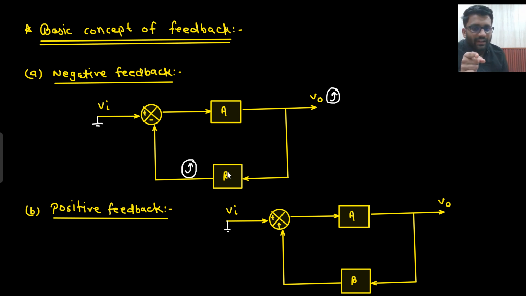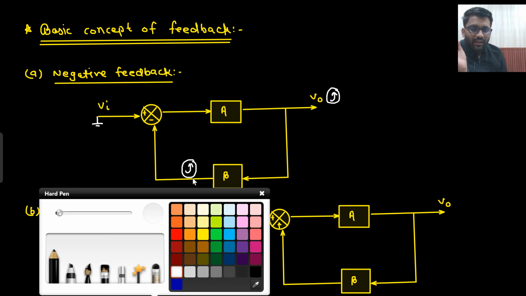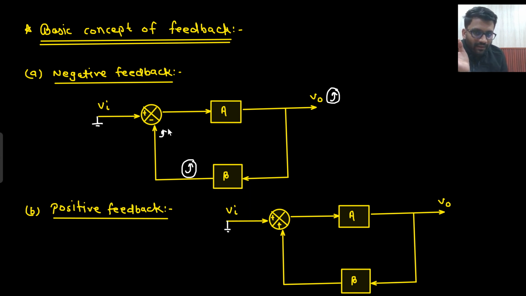Because if V naught increases, this feedback factor will be a certain number. It could be half, it could be 1 by 4, it could be anything. So if V naught increases, then beta V naught will also increase. Now if this quantity is increasing, here what are you getting? V in minus beta V naught. Since V in is gone, here what you are getting? Minus beta V naught. So here beta V naught is increasing, but there is a negative sign, no?